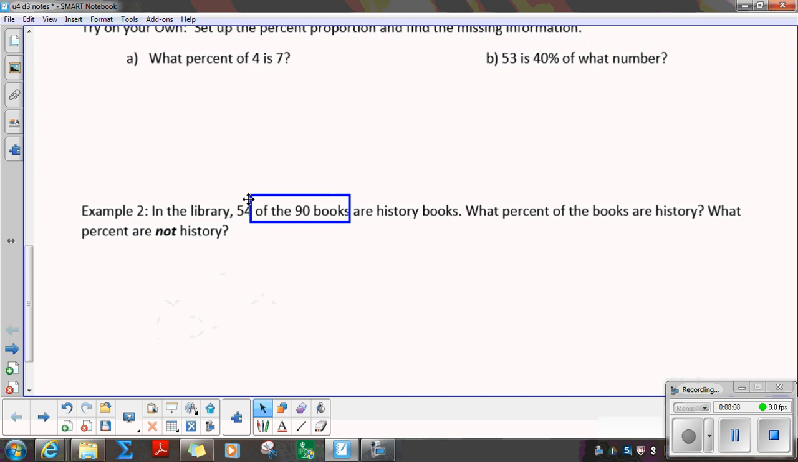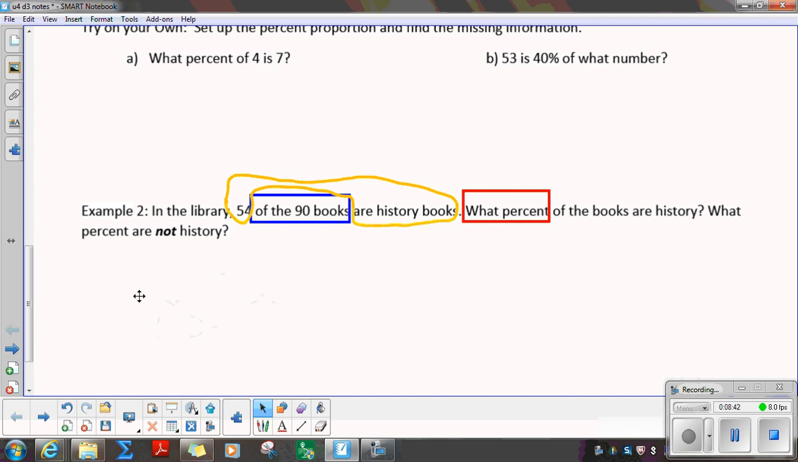Sorry. So 54 is whatever percentage of 90. Okay? So that's actually my "is" there. They're asking what percent of the books are history. So 54 was the part, 90 is the whole. They want to know what percentage. Okay, and then they also ask what percent are not history. So let's start by finding what percent are history books.